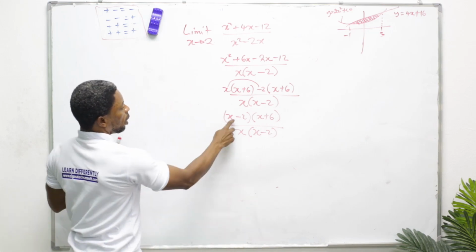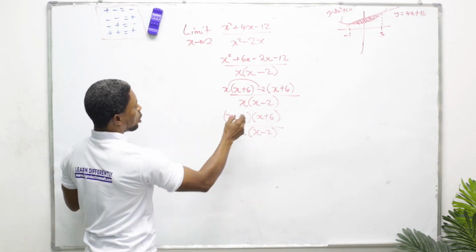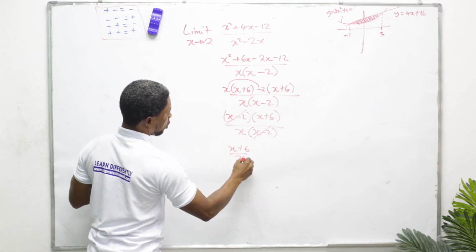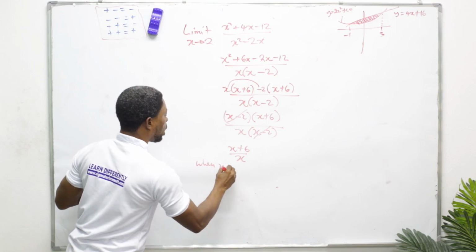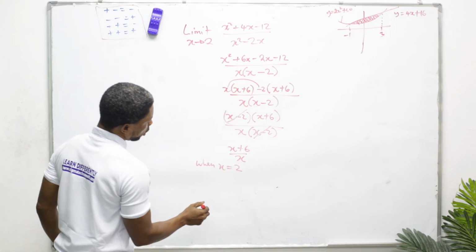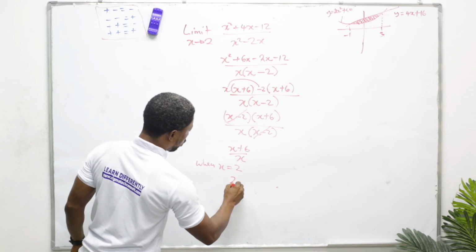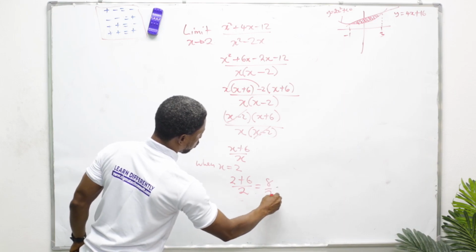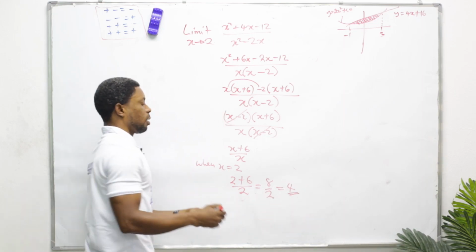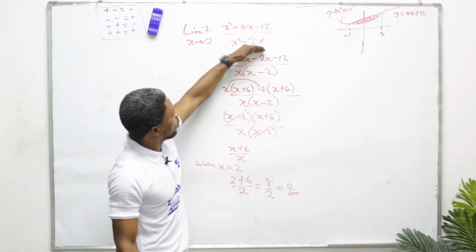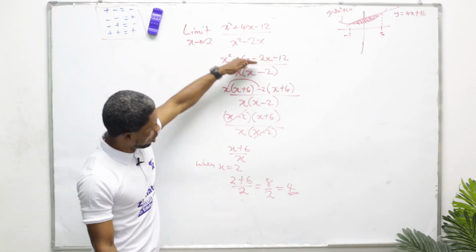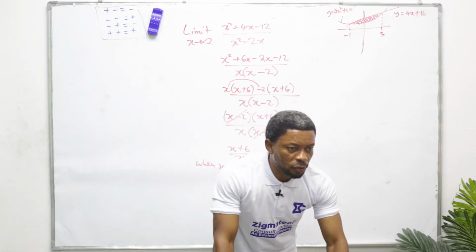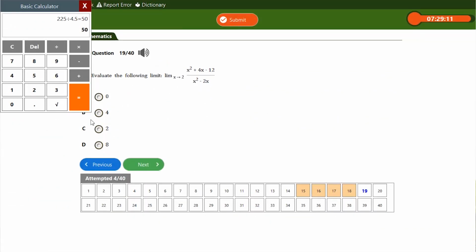Do you notice something? X minus 2 is here. X minus 2 is here. So this one can cancel this one out. So what you now have is x plus 6 all over x. So now, when x is equal to 2, at this point I can substitute. 2 plus 6 divided by 2 is going to be 8 over 2, which is 4. No more 0 again. You see now, that's why I say you must factorize. You factorize, and it will give you 4. Let's check. Our answer is 4, which is B.